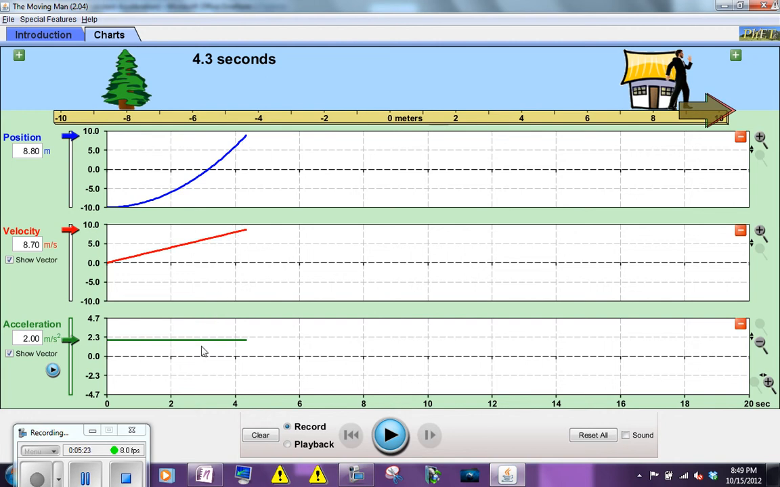If you look at the acceleration graph, you can see that the acceleration doesn't change. The whole time it's 2 meters per second squared. Also, every 1 second that goes by, you can see the velocity is getting 2 meters per second more positive. So at 0 seconds, it's 0, but at 2 seconds, we're up to 4, and by 4 seconds, we're up to 8.